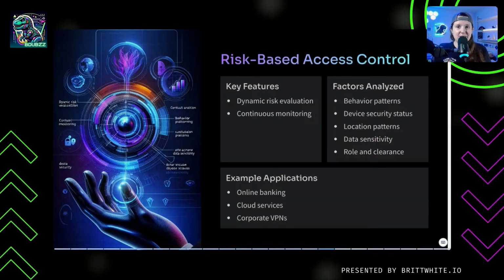Corporate VPNs analyze both connection source and resource sensitivity. Accessing financial data from a coffee shop Wi-Fi automatically triggers stricter security measures compared to office access. The system offers intelligent security that adapts to changing threats, though it can sometimes frustrate users with frequent authentication challenges if it's not properly configured. Remember this key concept. Risk-based access control systems weigh multiple factors to make dynamic access decisions.